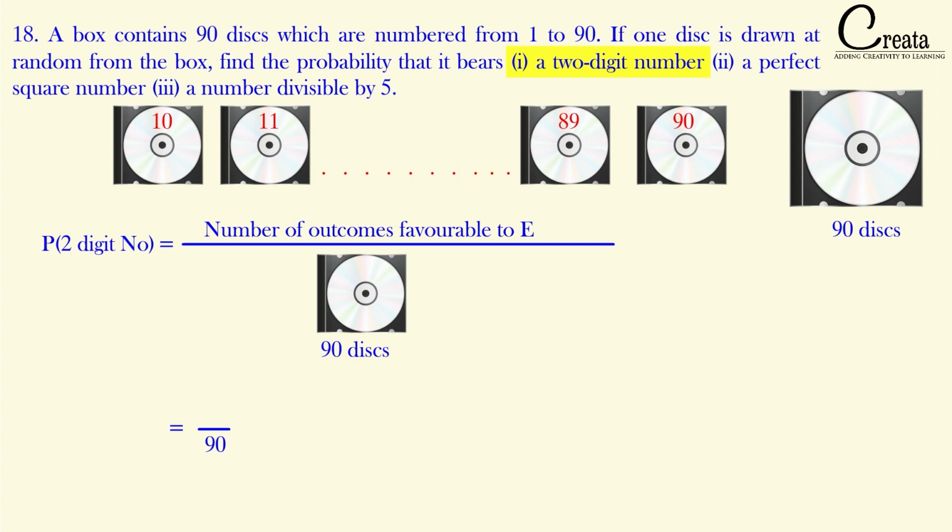So what will be the total discs? We can subtract the 9 discs from the total 90 discs. We get 90 minus 9, that is 81 discs. These 81 discs will have two-digit numbers, that is from 10 to 90. So we got 81 in the numerator and 90 in the denominator. We got our answer as 9 by 10. Got it?